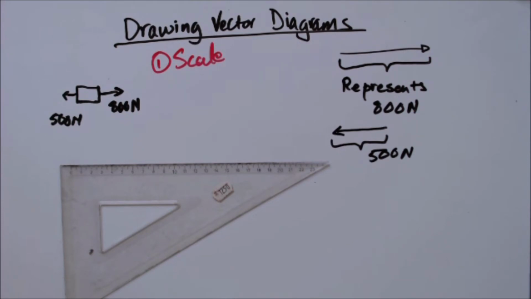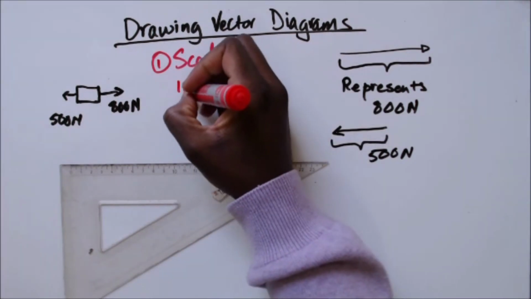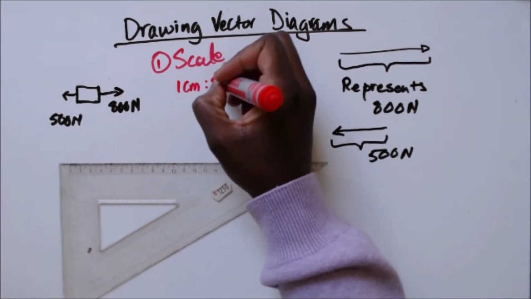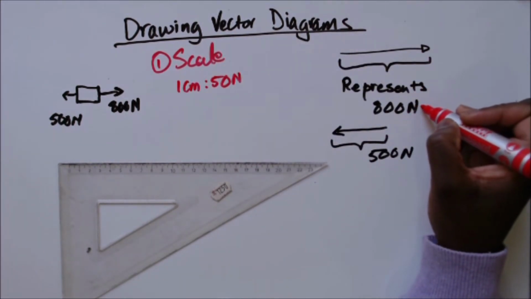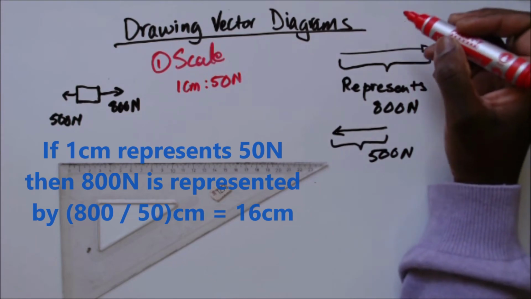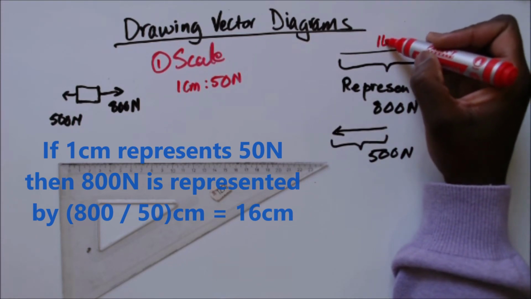So I could choose a scale where I could say 100 newtons is 2 centimeters. So 100 newtons is 2 centimeters. Another way of putting that is saying 1 centimeter is 50 newtons. So my scale could be 1 centimeter to 50 newtons, which would mean that this 800 Newton force would be a total length of 16 centimeters.